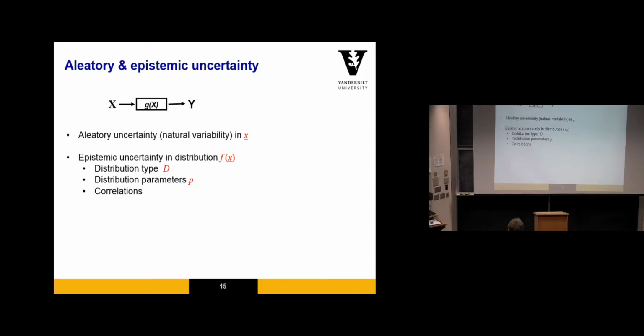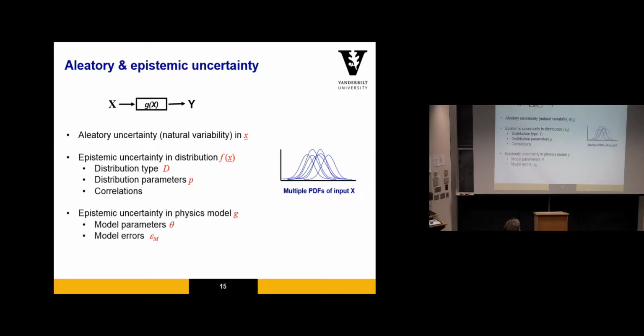So in the presence of that, you have perhaps multiple competing distributions for your model input, right? With different distribution types and perhaps different distribution parameter values. You also have, of course, uncertainty in the model itself, which can be broadly characterized by the model parameters and then the model errors. So even for a fixed deterministic value of the input, because of the model uncertainty, you have an uncertain output. So you have these sources of epistemic uncertainty.